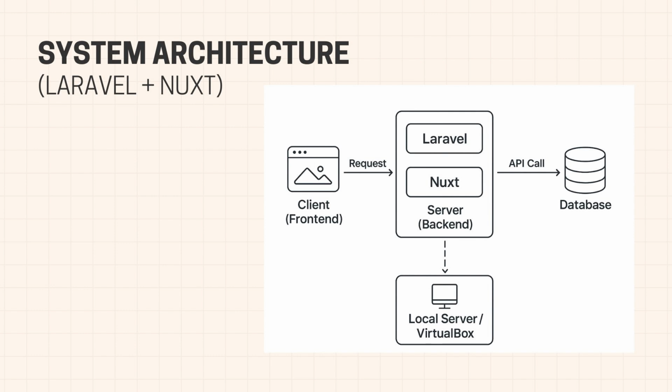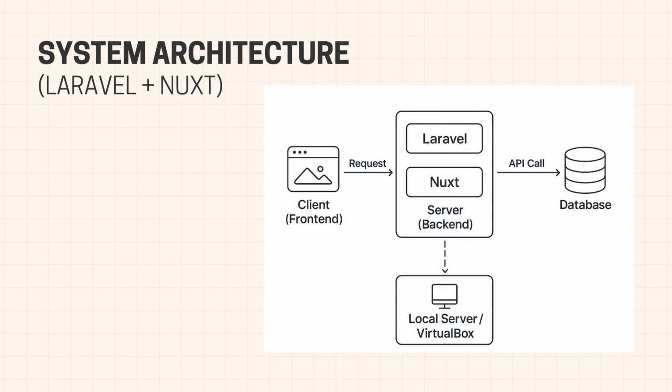On the left side, we have the client or front end, which is built using Nuxt.js. The front end handles the user interface, pages, and components. When a user performs an action like logging in, submitting a form, or viewing data, the front end sends an HTTP request to the backend API.